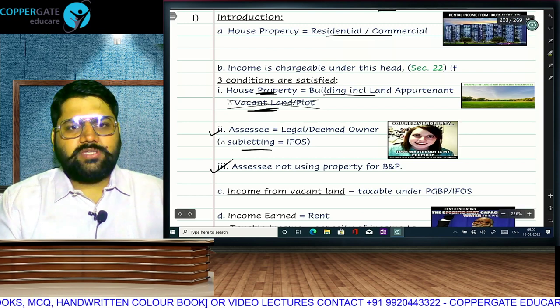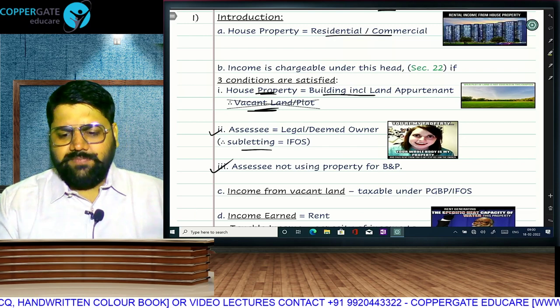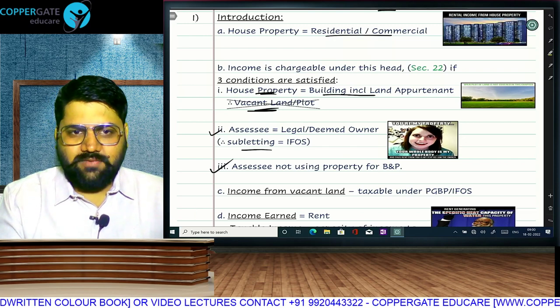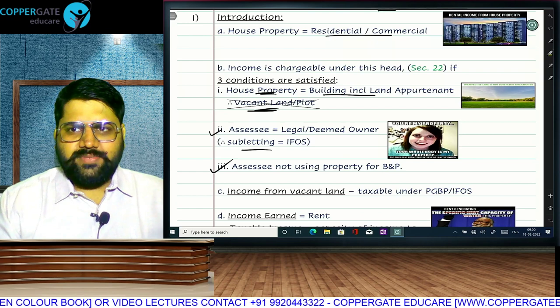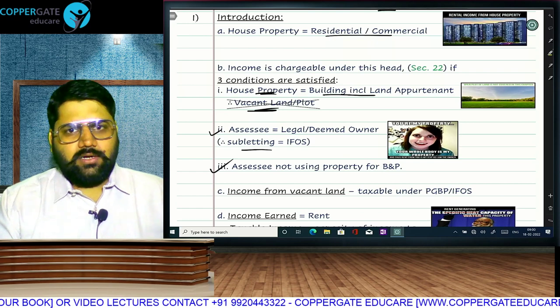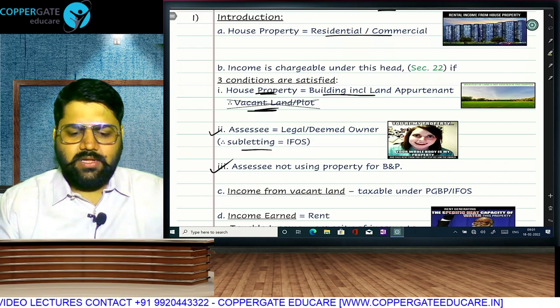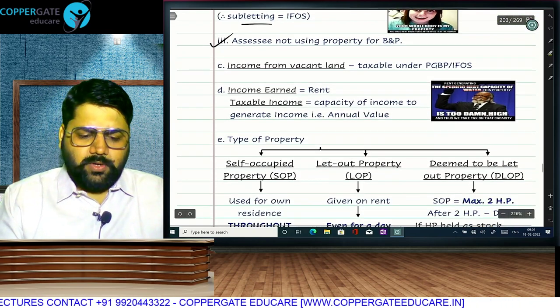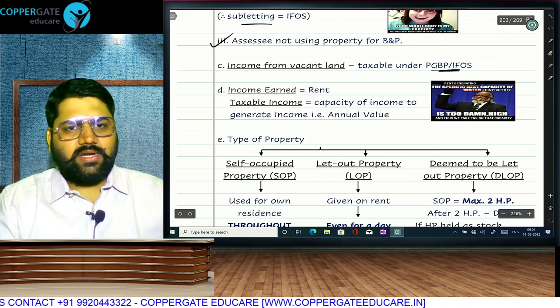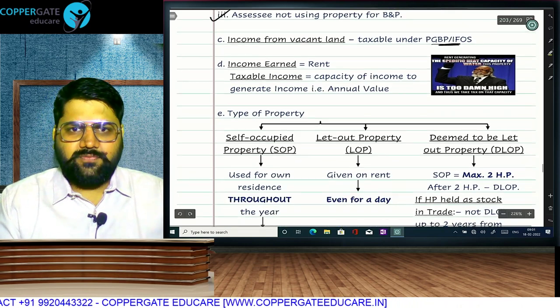Third, you should not be using the property for your own business. It is possible that 3 days you give on rent and 3 days you do your own business, then such rent will not be covered here. So building, owner, not doing business, three conditions fulfilled, income will be taxable under house property. If there is a vacant land, as already told you, without building, it will be PGBP or IFOS, it will not come here.